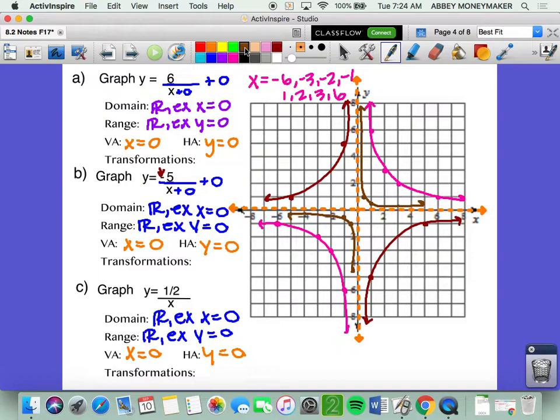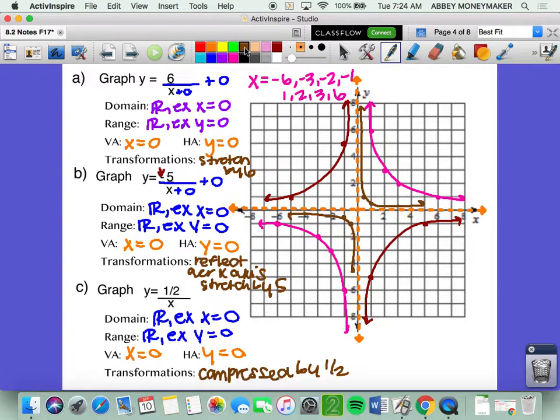Last thing I didn't talk about that I need to talk about are transformations. On this first one, you would have a stretch by 6. The second one here, you would have a reflection over the x-axis and a stretch by 5. And then on this last one, you would say it was compressed by 1/2.